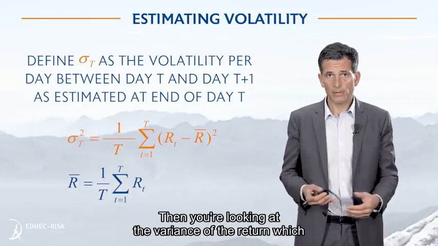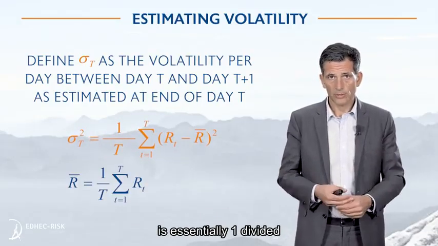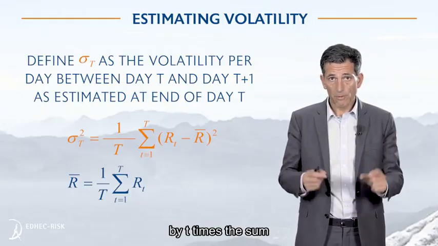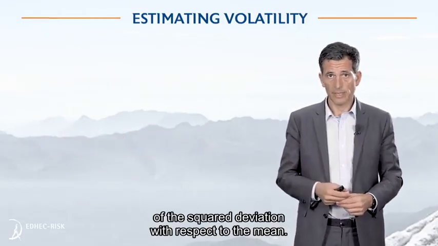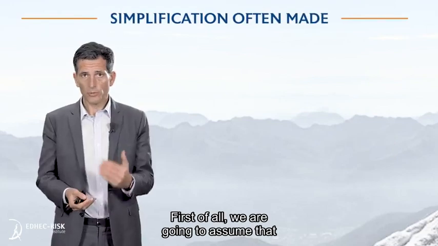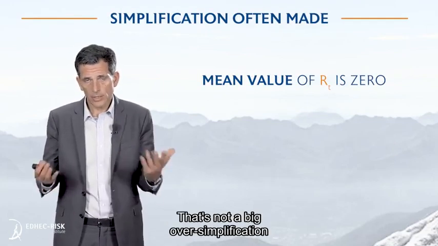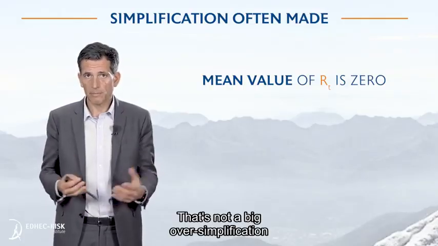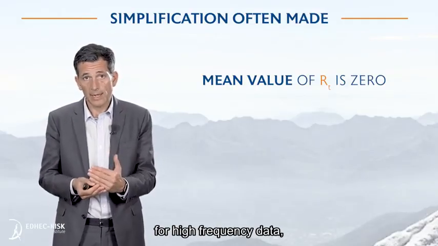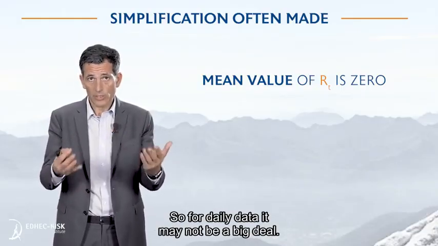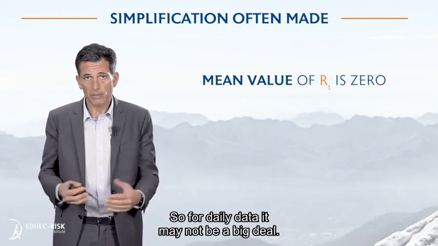And then you're looking at the variance of the return, which is essentially 1 divided by t times the sum of the square deviation with respect to the mean. First of all, we are going to assume that the mean value for the returns is 0. That's not a big oversimplification for high-frequency data, where we're looking on average at low returns anyway, right? So for daily data, it may not be a big deal.